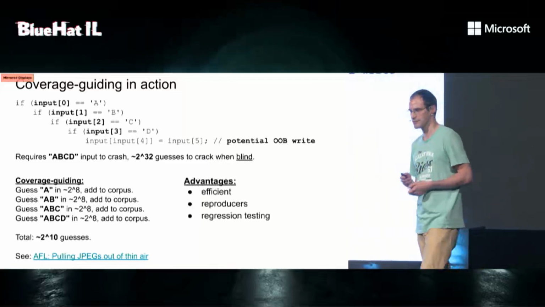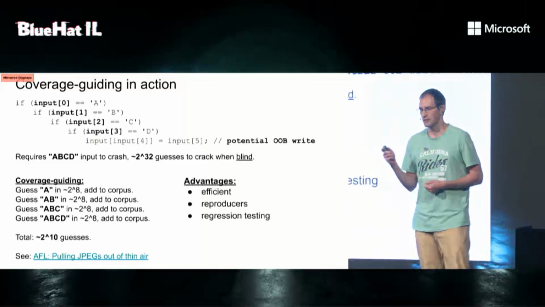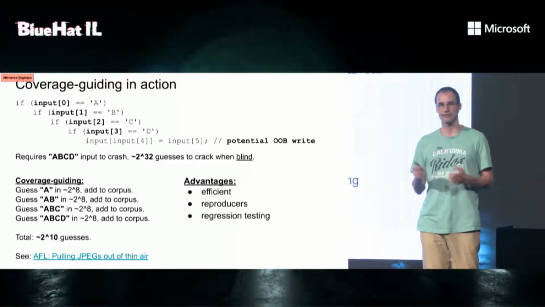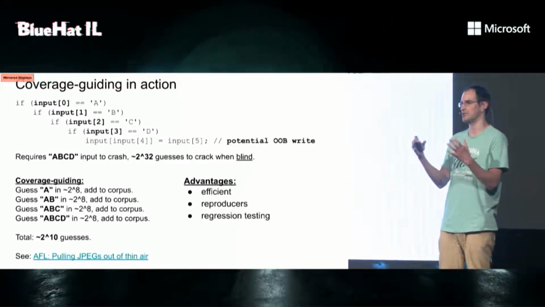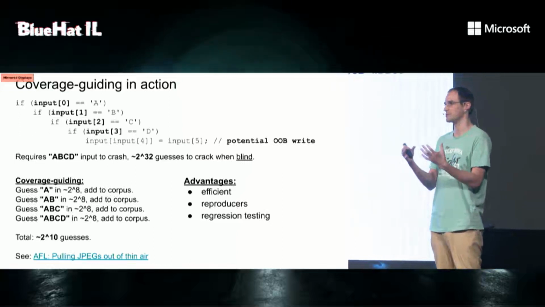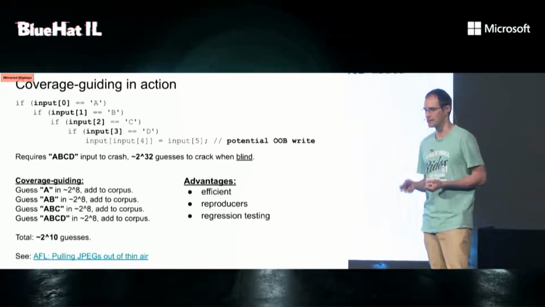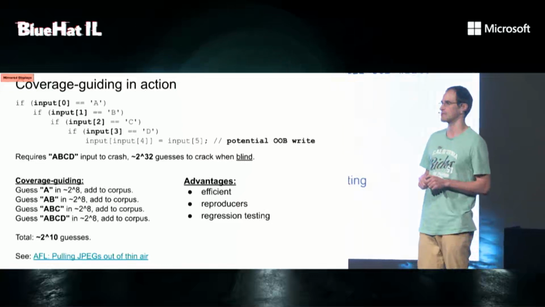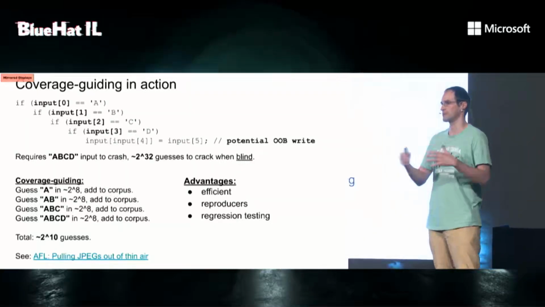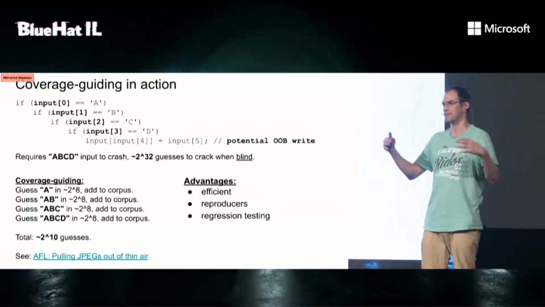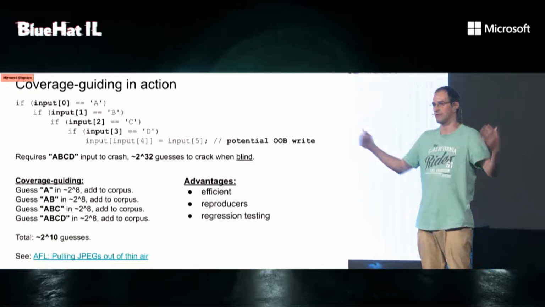So the advantage of this approach is that it's efficient. It also gives reproducers, because those inputs are by definition immediately reproducers if they trigger a crash. And it's also great for regression testing, because the corpus, by construction, is a set of programs that gives us the maximum coverage.